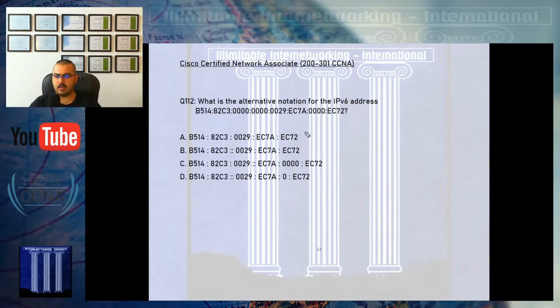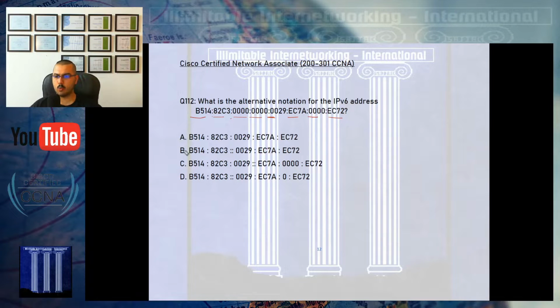Of IPv4, these are the questions of IPv6. Even in the Juniper and Huawei exams, you'll find these same questions for IPv4 and IPv6, because this is all what those addresses are about. Okay, so B514 colon address colon this one, this one, this one. Good. Colon this guy, this one. Okay, so 1 2 3 4 5 6 7 8.